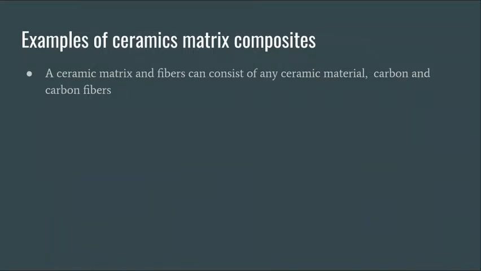So the next type of fiber reinforced composites are ceramic matrix composites. A ceramic matrix composite will have a ceramic matrix, and the fibers can consist of other ceramics, carbon, or carbon fibers. So I would put this down for the thing in your notes. And then I will give you some examples of ceramic matrix composites.